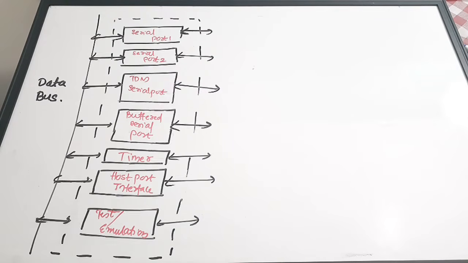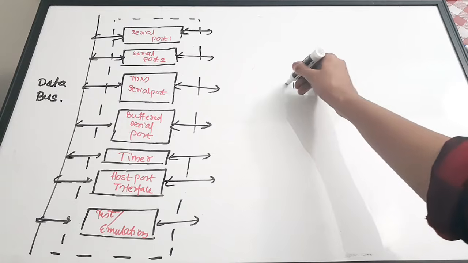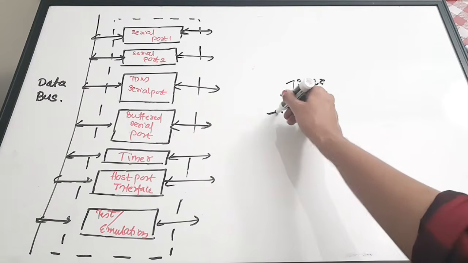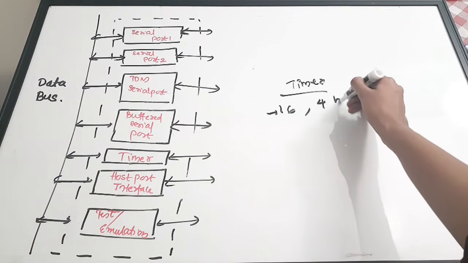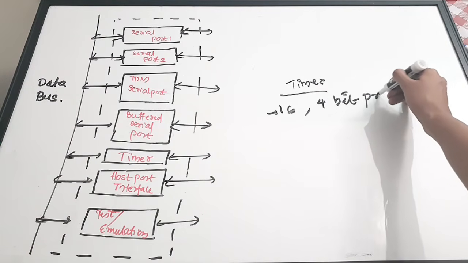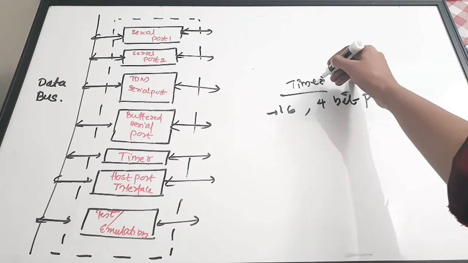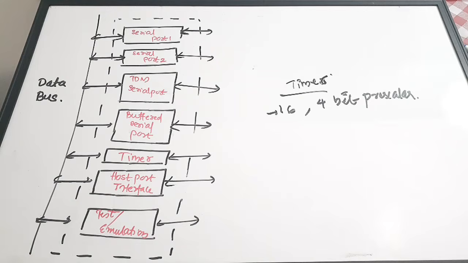Next is the timer, which is a very important peripheral for the unit. There is a 16-bit hardware timer, and we'll write timer here. This is a 16-bit hardware timer with a 4-bit prescaler. So the 16-bit timer has a 4-bit prescaler also.